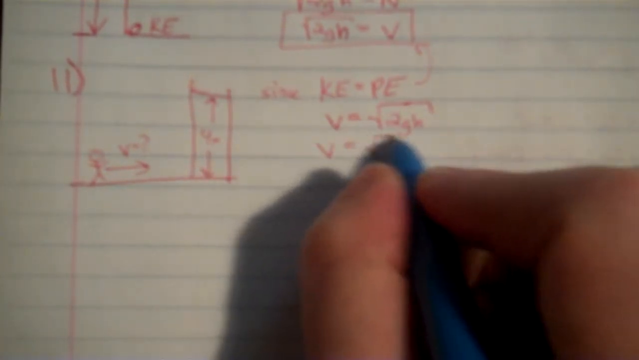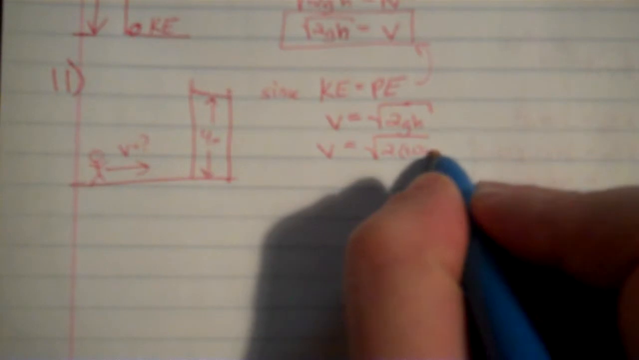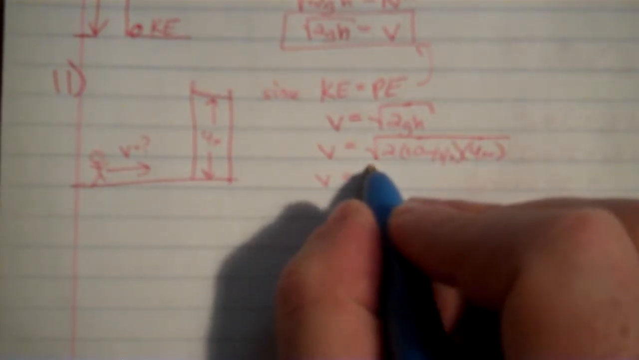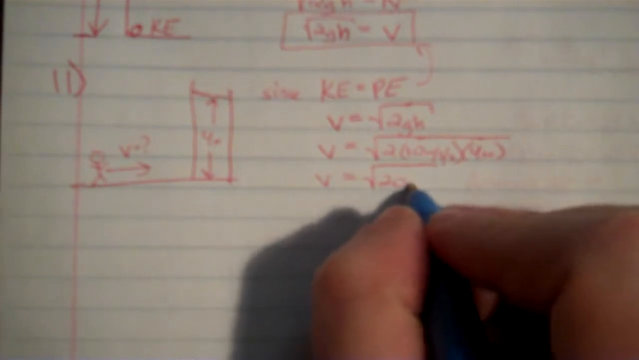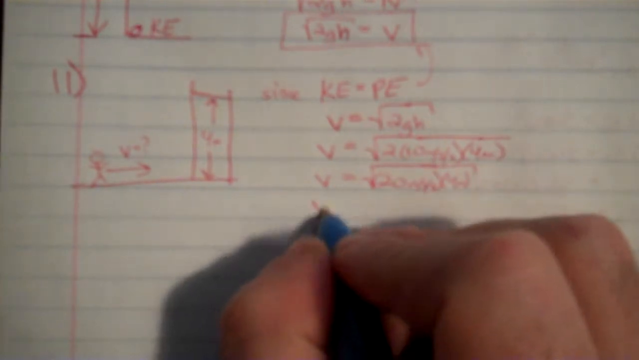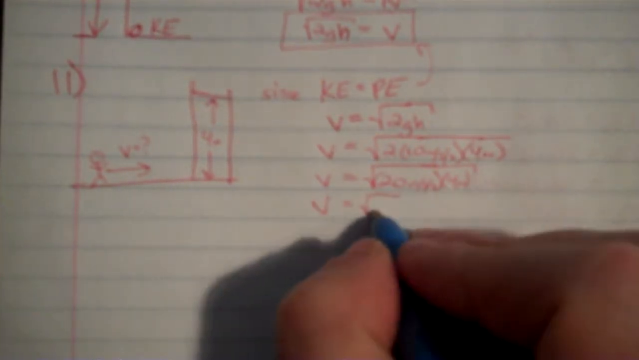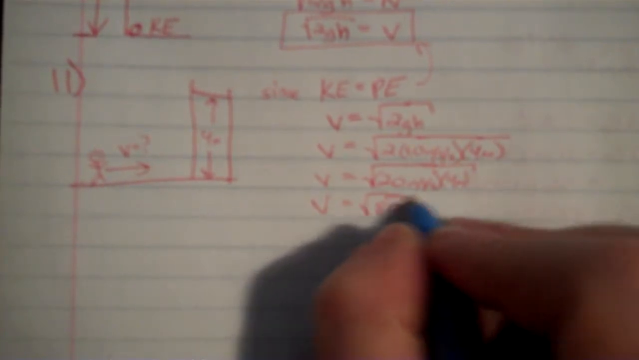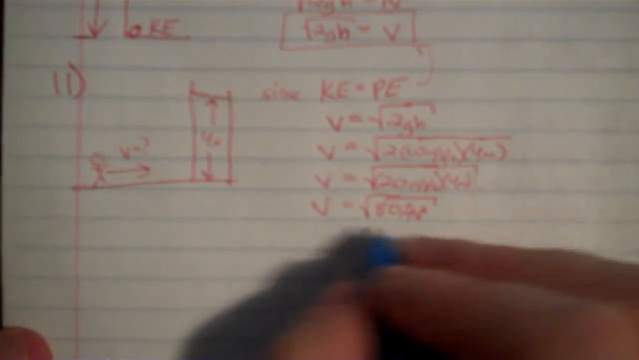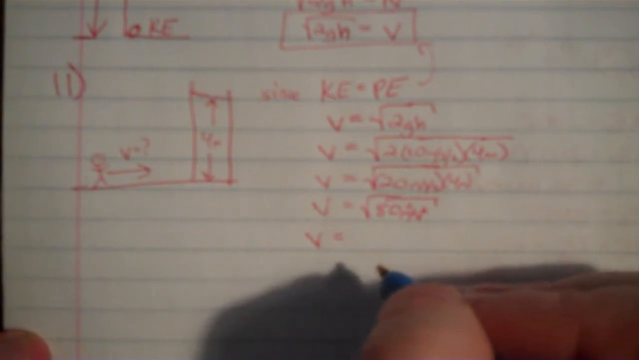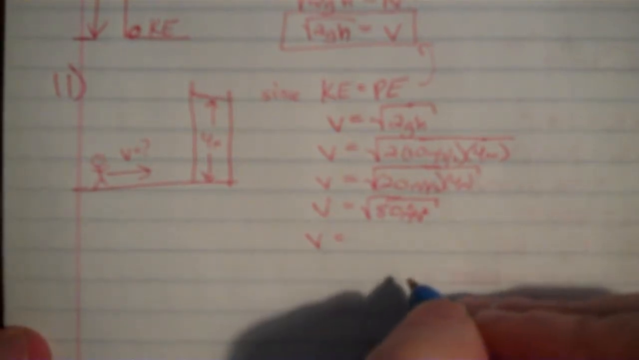So the velocity necessary, with acceleration due to gravity being 10 meters per second squared times the height, which was 4 meters. So velocity is equal to the square root of 20 meters per second squared times 4 meters. Velocity is equal to the square root of 80 meters squared per second squared. So now we have the square root of 80, which honestly off the top of my head I don't know, and I don't have a calculator within reach, so I'm going to let you calculate that on your own.